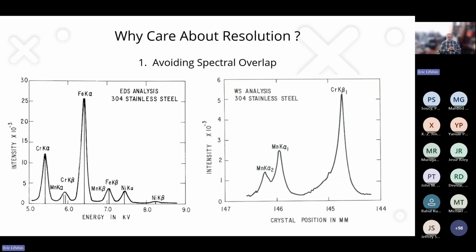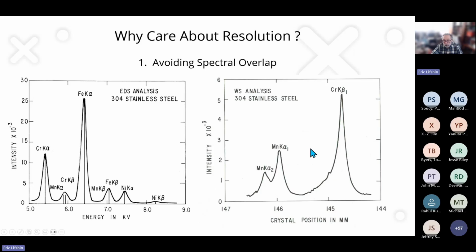So why do we care about resolution? Well, we want to avoid peak overlap. Here's an EDS spectrum taken of a 304 stainless steel on the left. If you notice over here, we have manganese K alpha and chrome K beta. Well, they're only about 52 electron volts apart. So if I have a detector, even one that had 140 eV resolution, or 130, or maybe state of the art, even a little less than that, they're going to appear very close. You remember, manganese is about 1.8%, chrome is about 18%. Those vertical lines show you where they are.